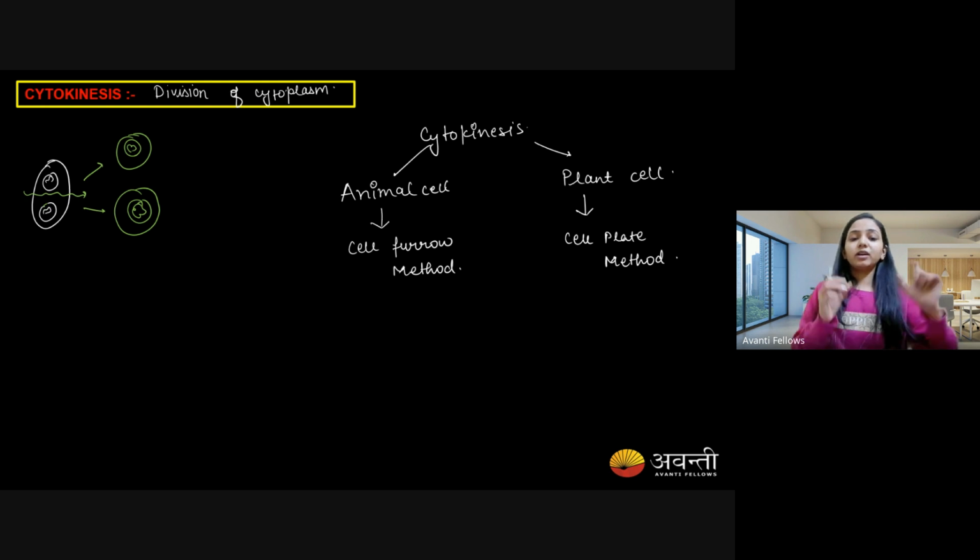You need to write down the method's name. The question can be asked: in an animal cell, how does the cytoplasm divide itself, or by which method does the cytoplasm get divided into two parts? With the help of the cell furrow method in animal cells, and the cell plate method in plant cells.